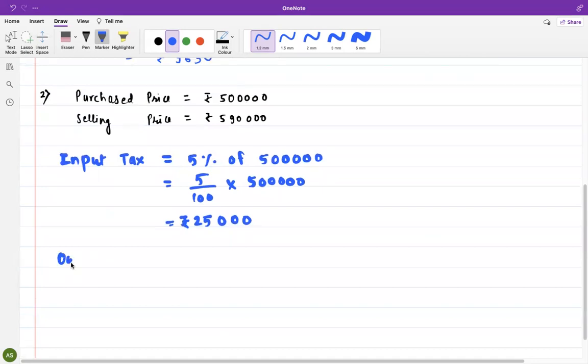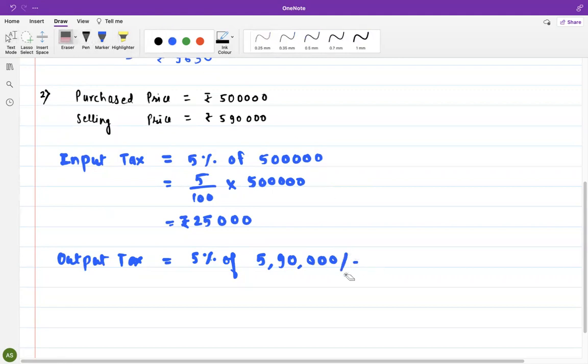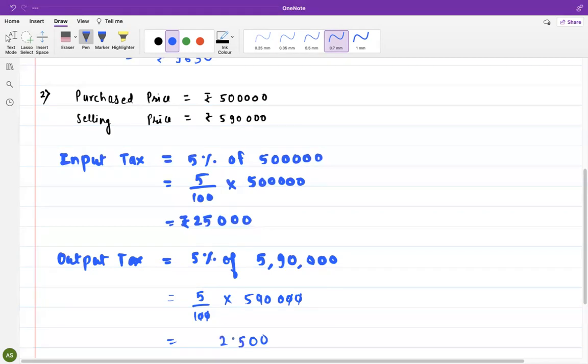Okay, now further we will calculate output tax. Output tax will also be 5%, but now this 5% will be calculated on 5,90,000, the amount at which he sold, right? So 5% of 5,90,000 is 5/100 into 5,90,000. 20 gets cancelled, so 20 will be left. 5 9s are 45, 4 carry, 5 5s are 25 plus 4, 29. So 29,500 will be its output tax.